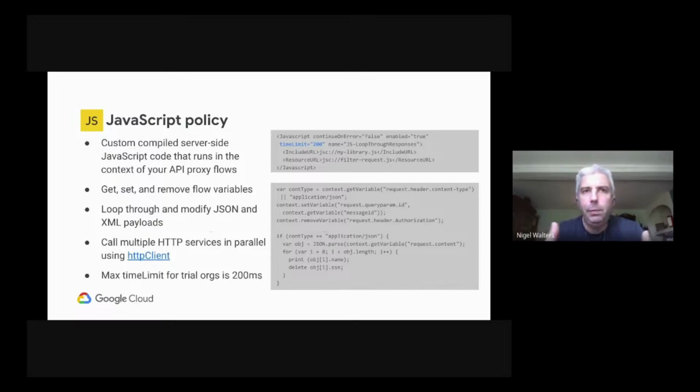Now, the reason you would do that is this will enable you to do things in parallel. So by default, in that mashup example I talked about using the service callouts, each of those backend services would be hit in turn. Once the response comes back, we'd hit the next one, the response will come back. Using the JavaScript policy, what you can actually do is fire off multiple HTTP client requests in parallel, and then essentially synchronize all of those coming back to enable that response to be processed back to the client.